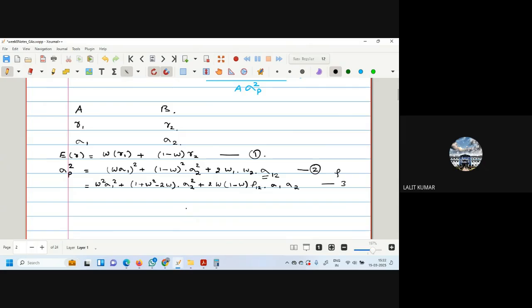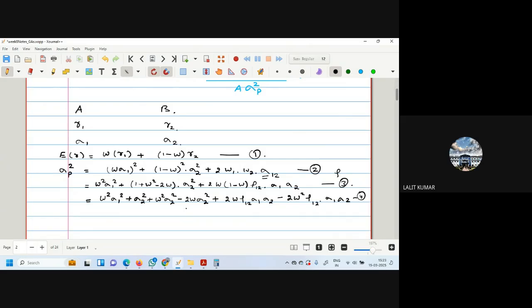This is third. Now you can expand it. W square sigma 1 square, plus sigma 2 square plus W square sigma 2 square minus 2W sigma 2 square, plus 2 into W correlation coefficient sigma 1 sigma 2 minus 2W square correlation coefficient 1, 2 sigma 1 sigma 2. This is fourth. Is this okay?